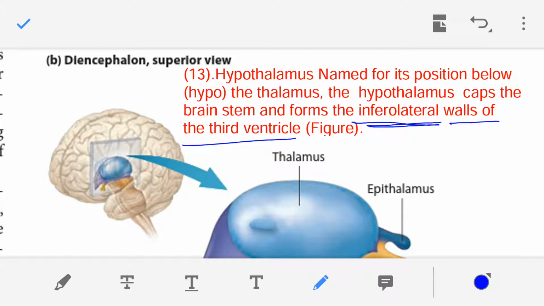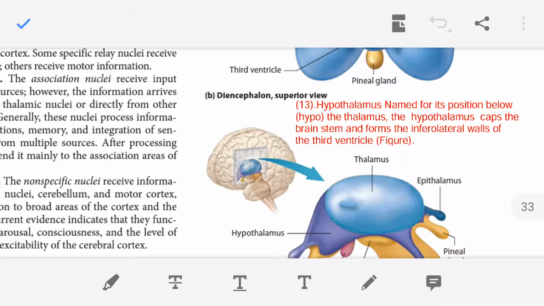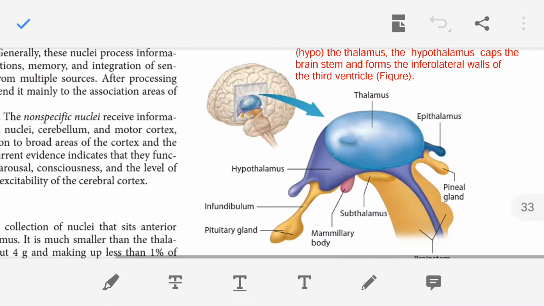The hypothalamus is forming the inferior lateral walls of the third ventricle. Inferior, that means the beneath one, and lateral means the side walls of the third ventricle. So the hypothalamus is forming the inferior lateral walls of the third ventricle.